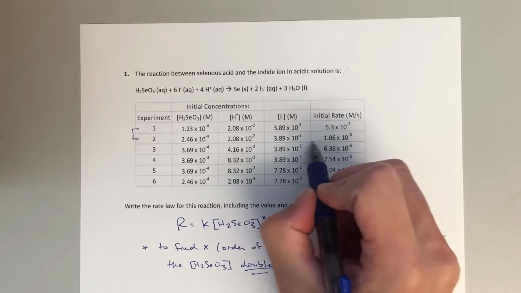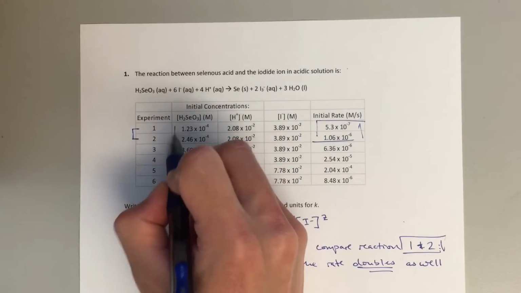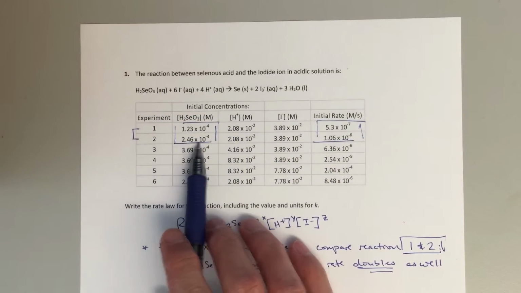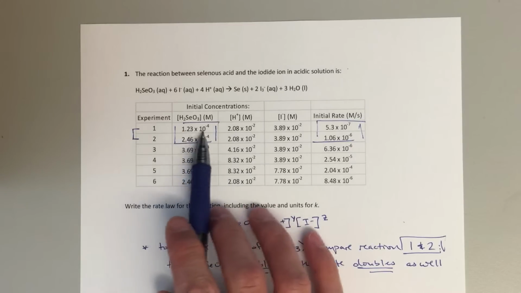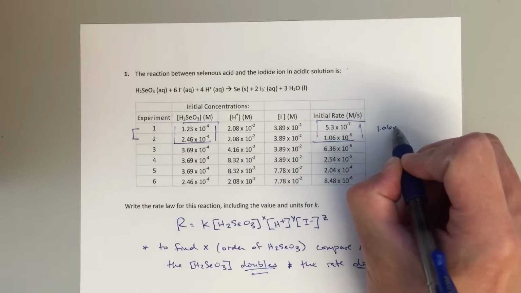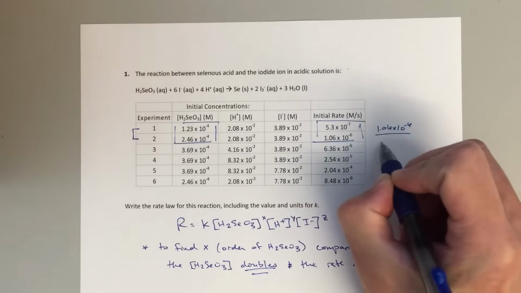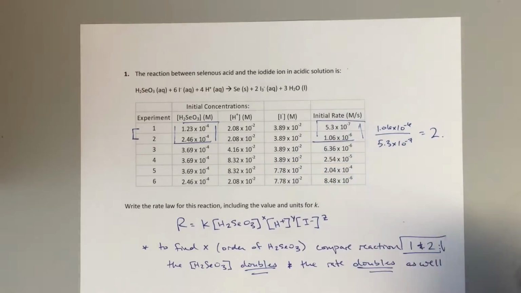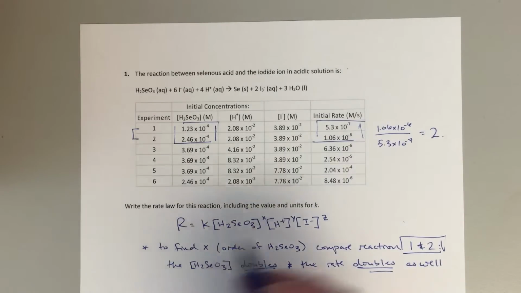So here I'm just comparing these two values. Here this doubles, I can just take 2.46 times 10 to the minus 4 divided by this value, which should equal 2. Same thing here. If I take 1.06 times 10 to the minus 6 and divide that by 5.3 times 10 to the minus 7, that equals 2. That represents a doubling of that rate. So now we need to say, okay, I've got this information. How does that help me? How do I put that all together?